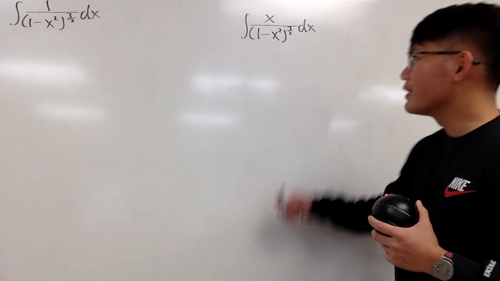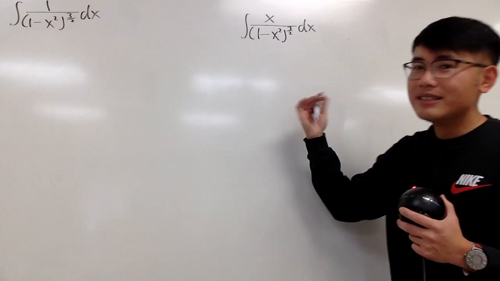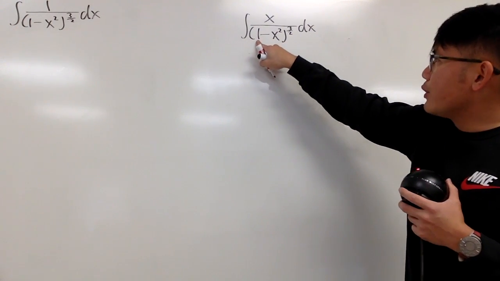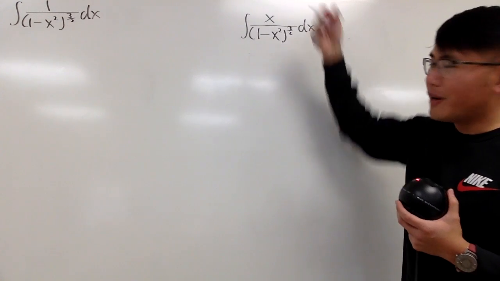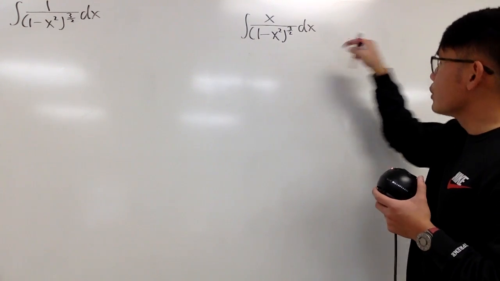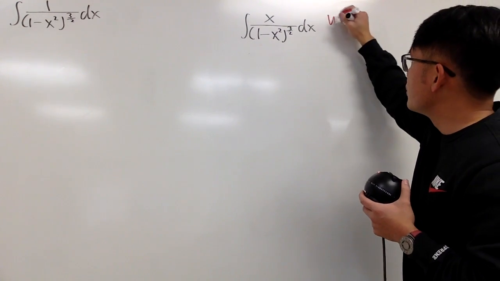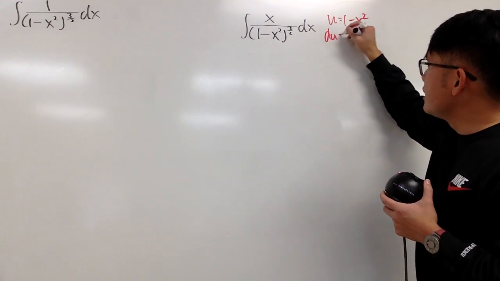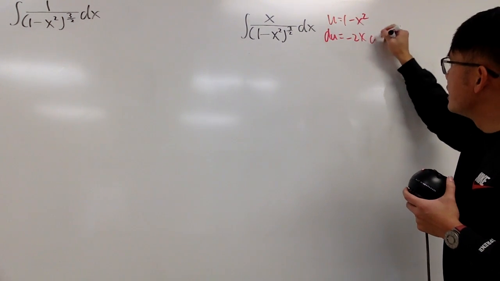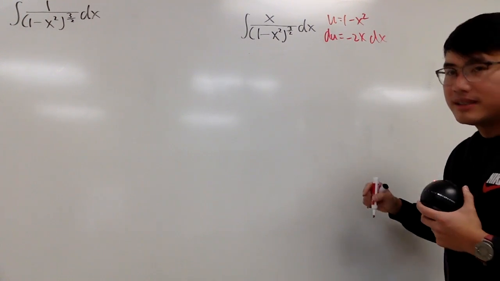Alright, so I will show you guys that this right here is easier. You see that if you take u to be the inside, the derivative of this is negative 2x, and we have the x on the top to help us out. So I'll go through this real quick. First of all, let u equal the inside, which is 1 minus x squared, and then differentiate both sides. We get du equals negative 2x dx, and then let me show you guys the cancellation.